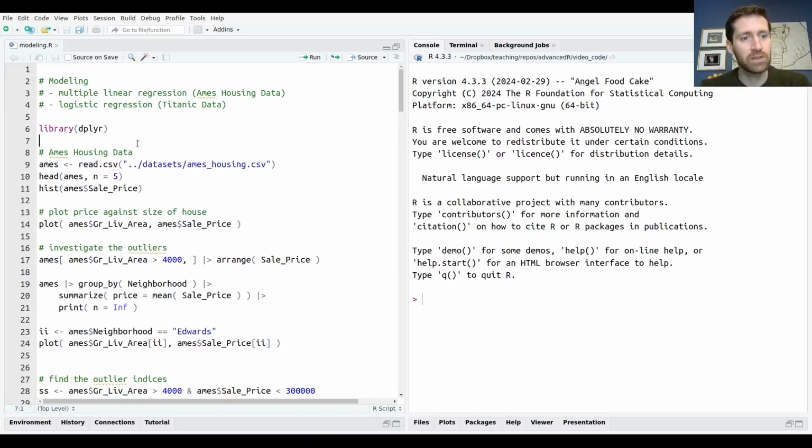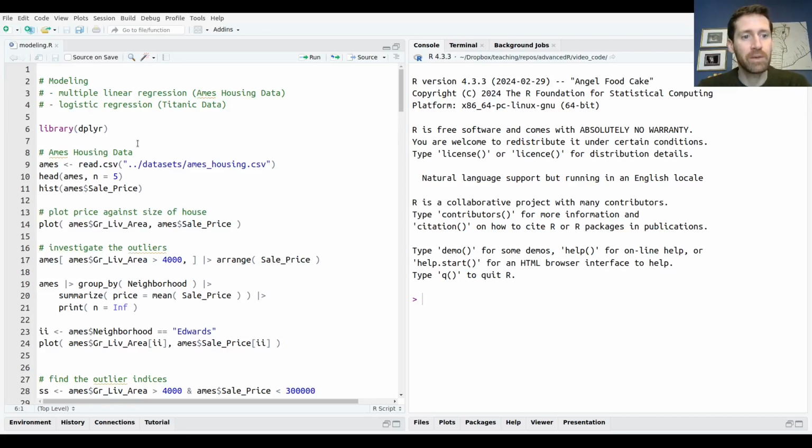We're going to look at two different data sets. First is the Ames housing data, which you've gotten a bit of a taste of in previous videos, and the other we're going to look at is the Titanic data. We're going to do multiple linear regression on the Ames housing data and logistic regression on the Titanic data.